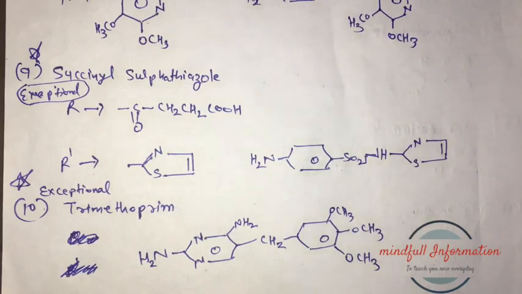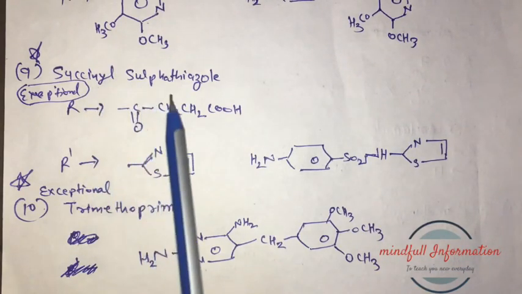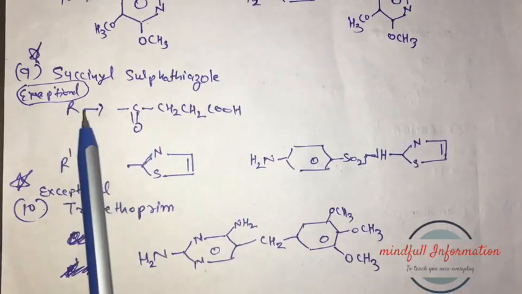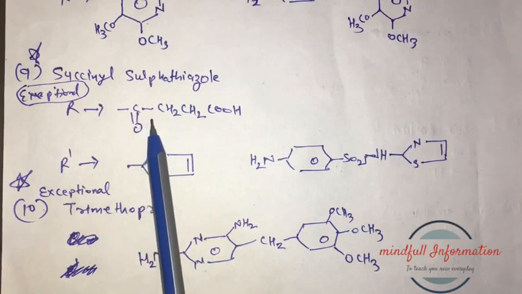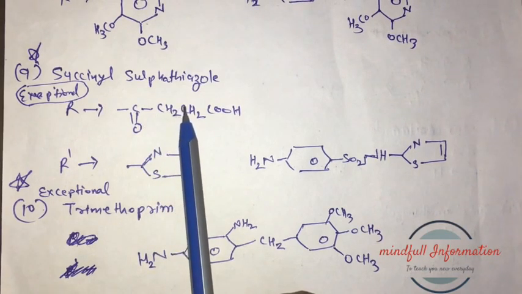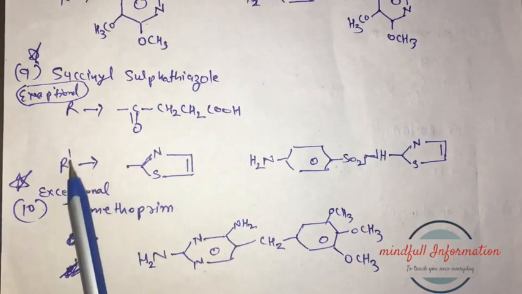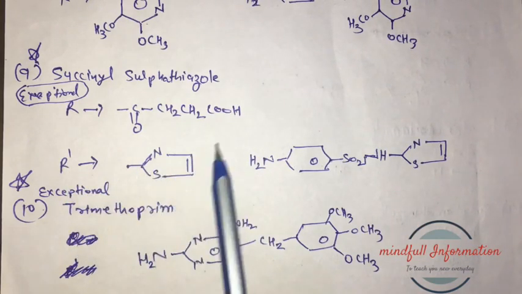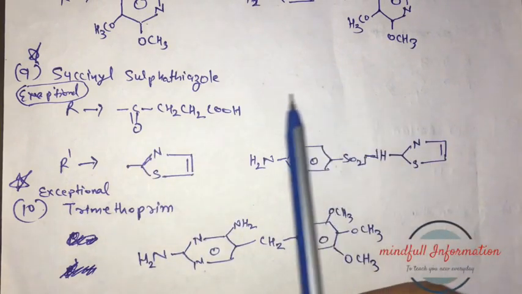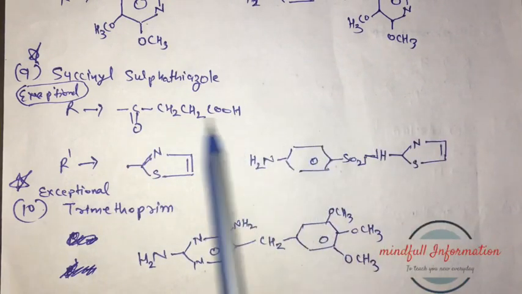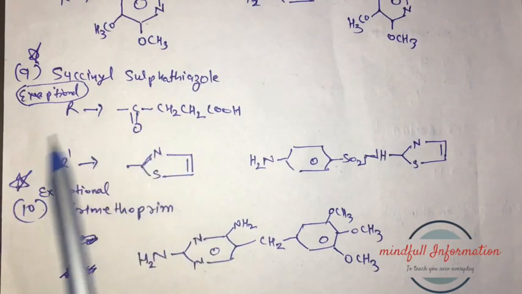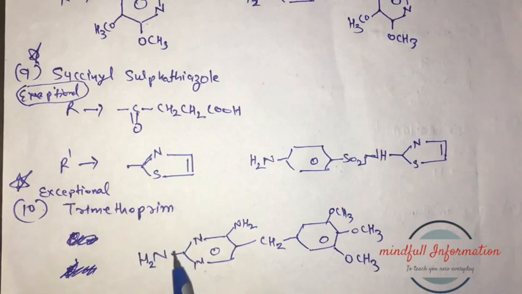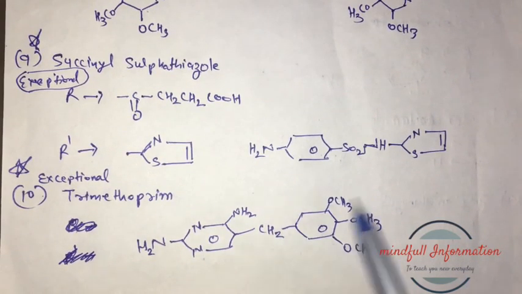Now you can see the two exceptional cases. The first is succinyl sulfathiazole, in which R is C double bond O, CH2, COOH and R dash is NH with this thiazole group, and you add it in the same basic structure, then you find succinyl sulfathiazole. And the second exceptional case is trimethoprim, which is this, and it doesn't have an N or S. You have to learn this.